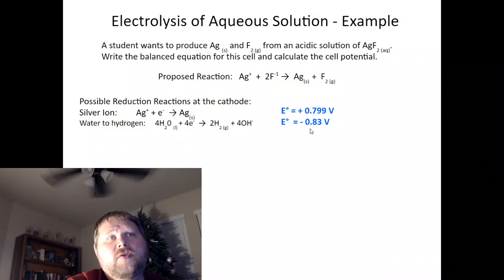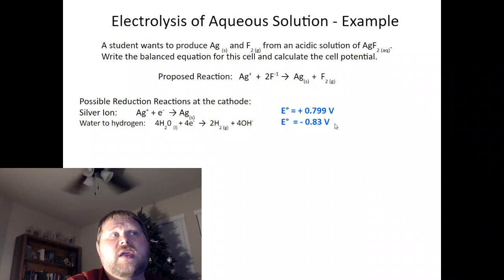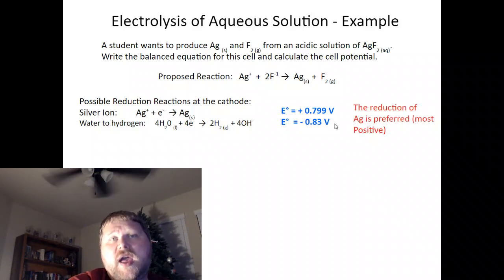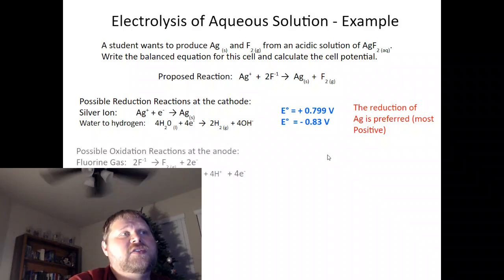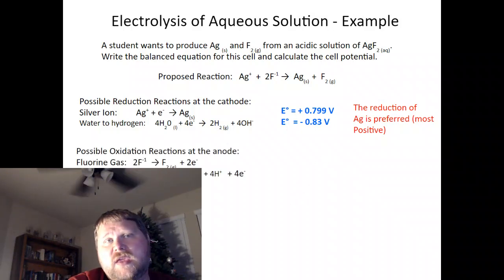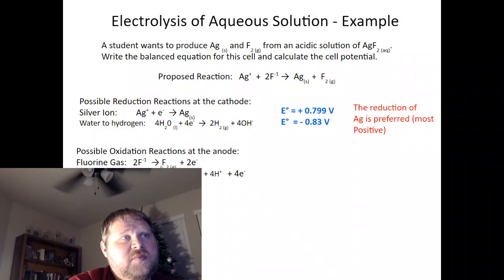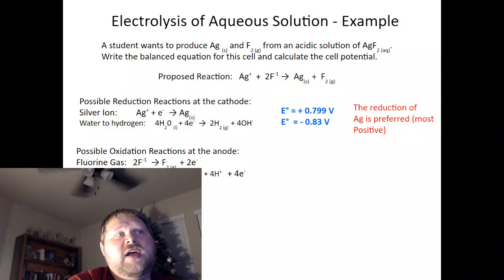For the cathode, we want the most positive. The most positive will happen. And in this case, that will be the silver. So yay, I can make my silver at the cathode here, just like I want. Let's check out the anode. So here are the possible reactions at the anode. I can oxidize my fluoride to fluorine, like I want, or I could oxidize water to O2.